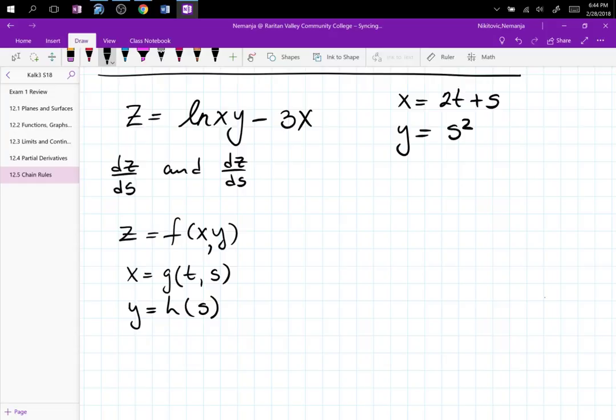Once I have this, I can draw the tree, and then I can finally get the formulas so I can start calculating this thing. So the tree is z branches into x and y, x branches into t and s, and y only goes to s.